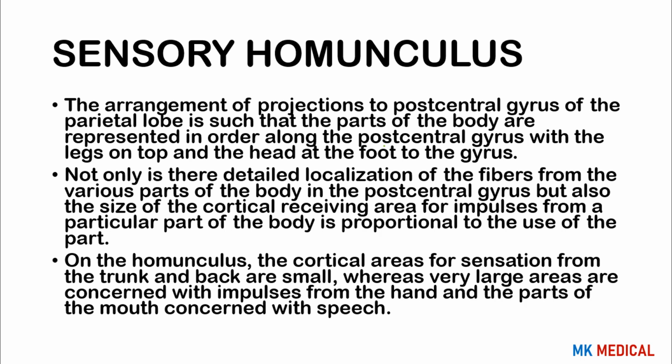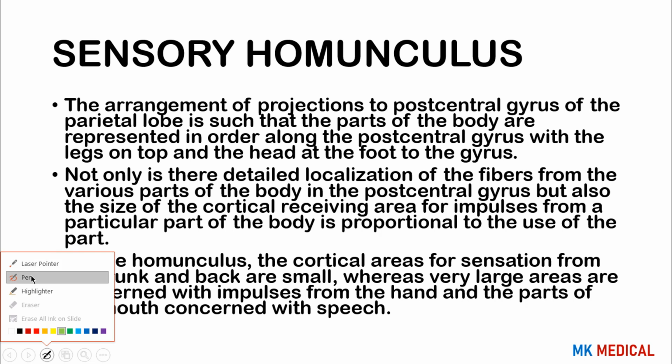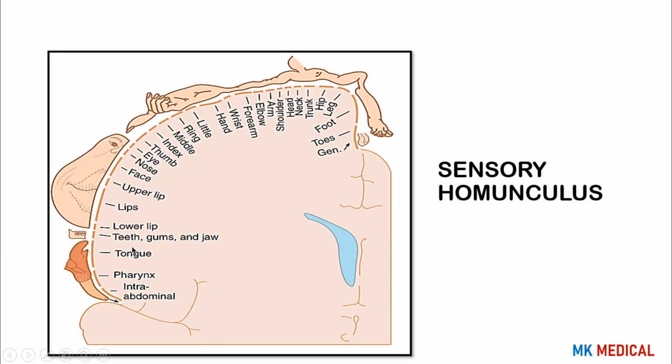So on the homunculus, the cortical areas for the sensations from the trunk and the back are very small, whereas the ones that are coming from the impulses of the hands as well as the mouth that are concerned with speech, those are very high. So here is the sensory homunculus.